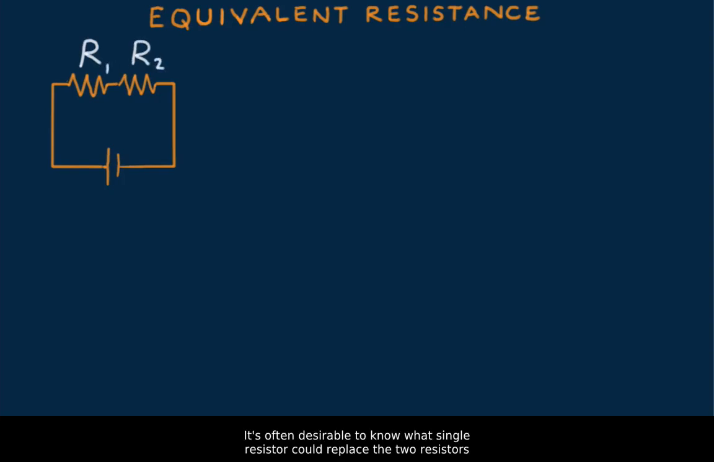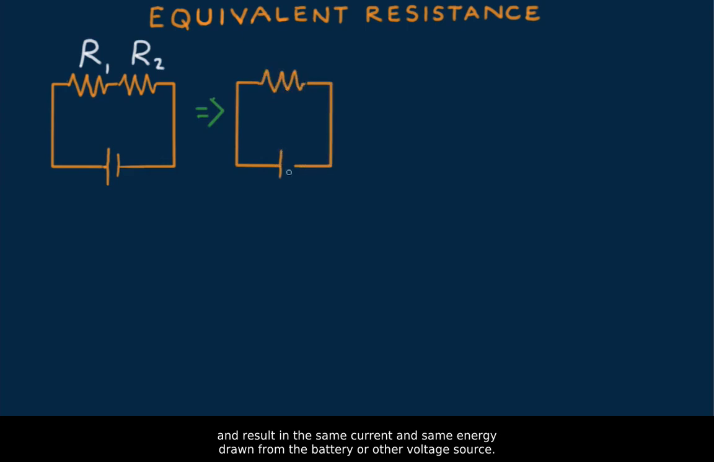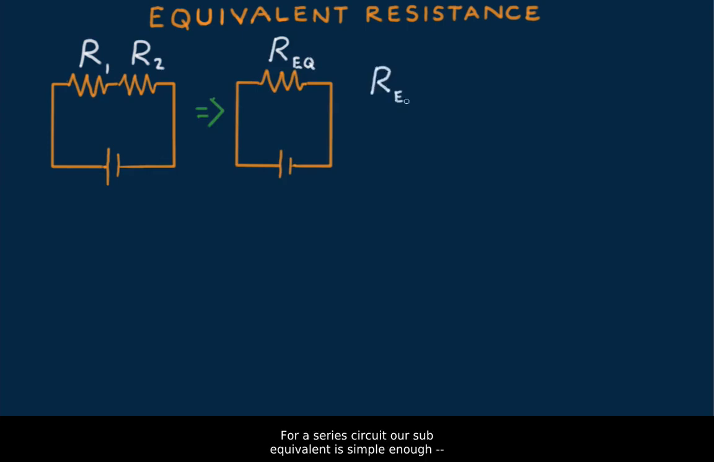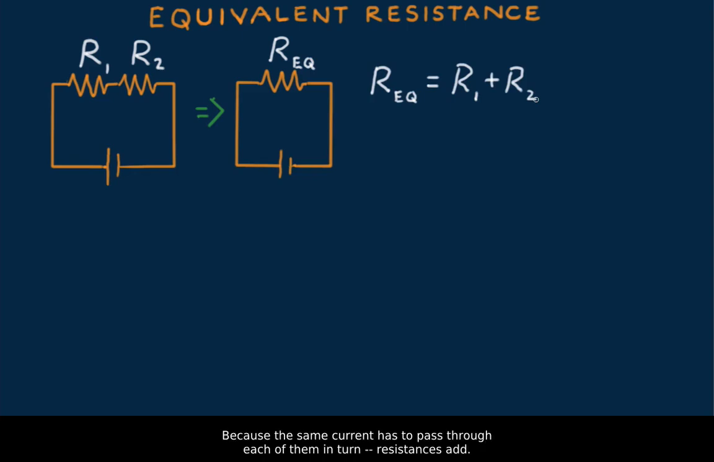It's often desirable to know what single resistor could replace the two resistors and result in the same current and same energy drawn from the battery or other voltage source. This is the equivalent circuit resistance. For a series circuit, R sub equivalent is simple enough. It's the sum of the individual resistors, because the same current has to pass through each of them in turn. Resistances add.